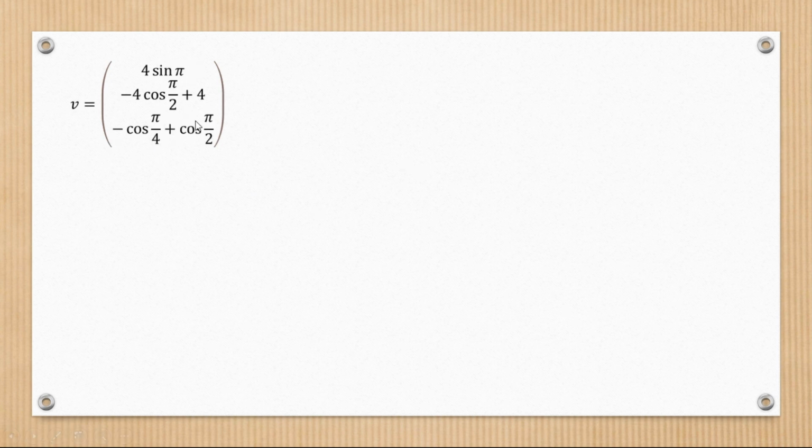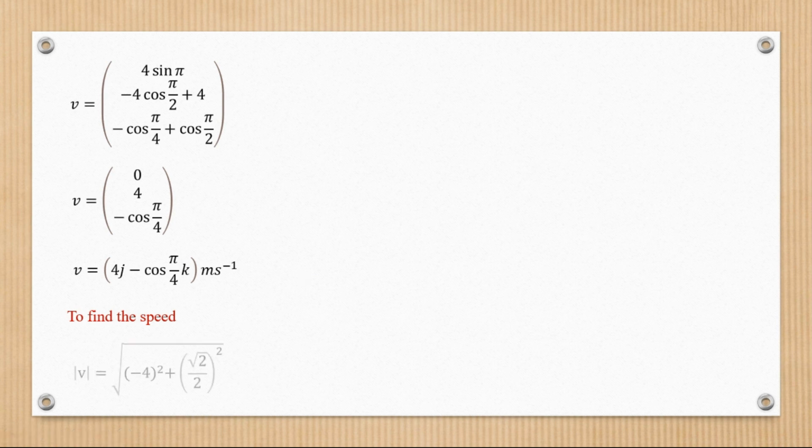Alright, and next I know that cos pi over 2 is the same as cos of 90, so this becomes 0, and I'll be left with negative cos pi over 4. So this is what I have right now. So that shall be the value of v. So therefore, placing that in terms of ijk, because the coefficient in front of i is 0, I will ignore that, so I'll have 4j minus cos pi over 4 k meters per second.